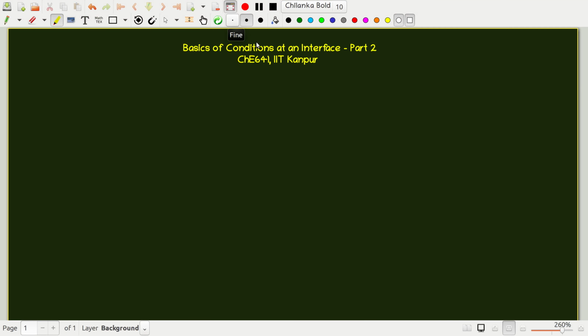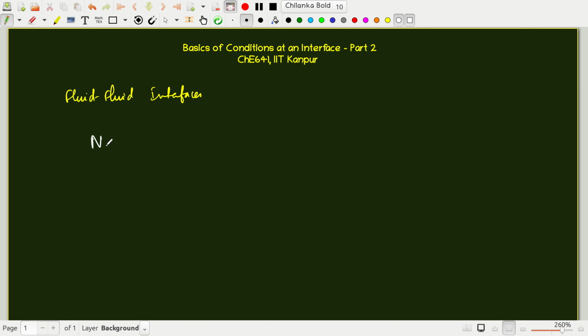Hello students, welcome to this module which is part 2 of our series on basics of conditions at an interface. Basically we are talking about fluid interfaces. In this module what I am going to do is to illustrate how to write down the component wise equations for such systems, because in the previous module all the discussion was done in abstract vector notation. Here I'll try to tell you what are the issues involved in writing these conditions in terms of components.